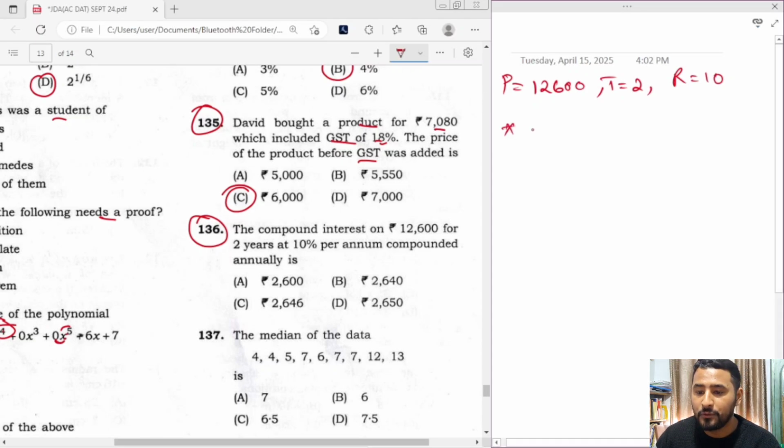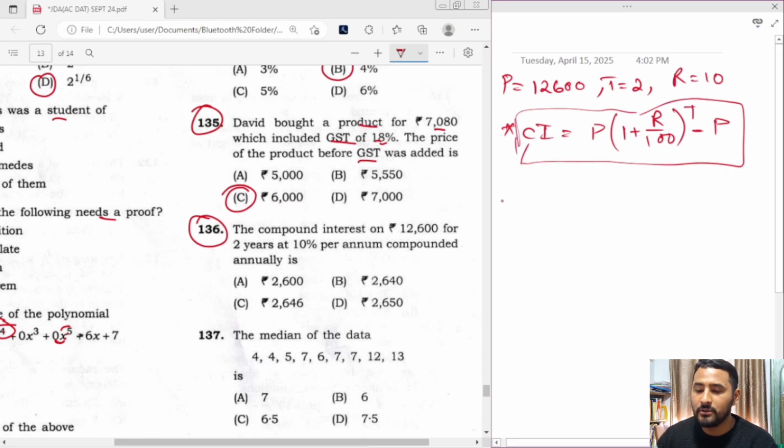So remember the formula of compound interest. It is principal into 1 plus r by 100 to the power time, minus principal. Always remember, you should use this. So let us solve now. Just put the values. CI will be equal to principal 12600, into 1 plus r, which is 10 by 100, to the power time 2, minus principal 12600.